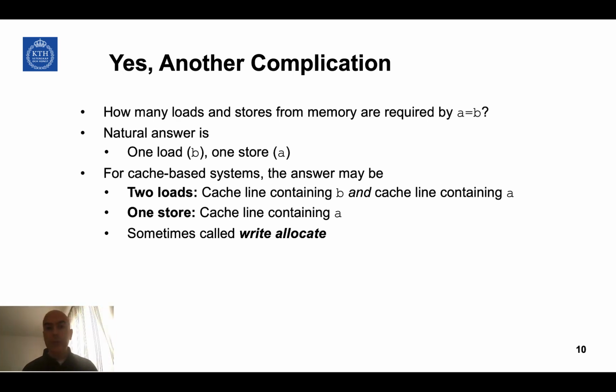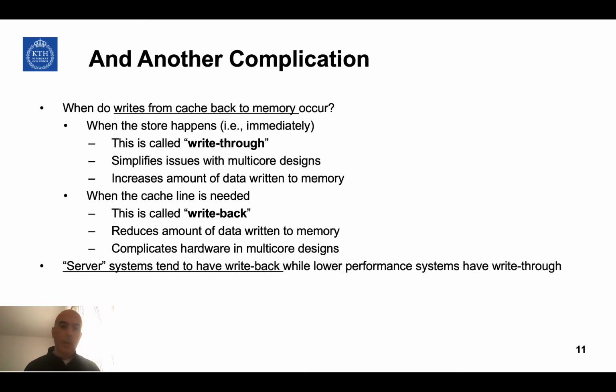So we could have two loads if we need to load B from one cache line and A from another cache line. And also we will have one store to the cache line containing A. This is typically called write allocate. So instead of having one load and one store, we might have two loads and one store.